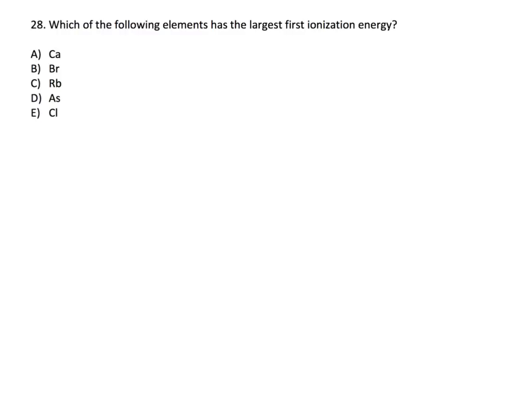This one asks, which of the following elements has the largest first ionization energy? So ionization energy increases as you go up and to the right on the periodic table. The one of these elements that's highest up and to the right on the periodic table is chlorine. So that one is going to have the highest first ionization energy.